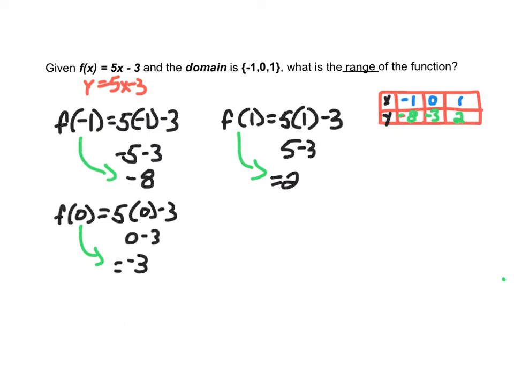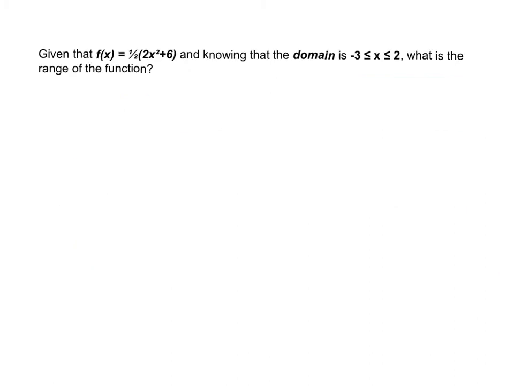Therefore, the range for this one is going to be -8, -3, and 2. All right. That is how you work with that one when you're given a discrete domain and the function. All right, let's take a look at another example.